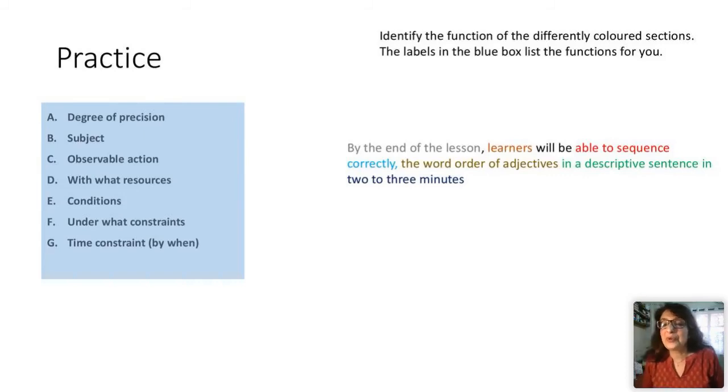So which one is green? Which one is time? Time constraint. By when? 2 to 3 minutes. All right. So that is also part of the objective setting. Which is the observable action? Can you tell me which is the observable action that I expect to see?